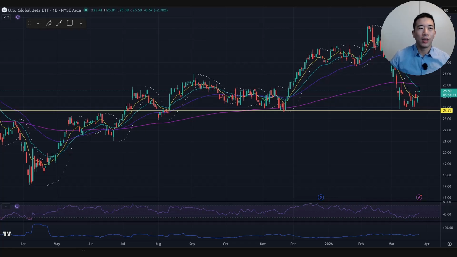Say this is JETS. This is the ETF for the various airlines. I'm not saying this is a good long. This is purely an example. Do not go long on this. I'm not going long on this.